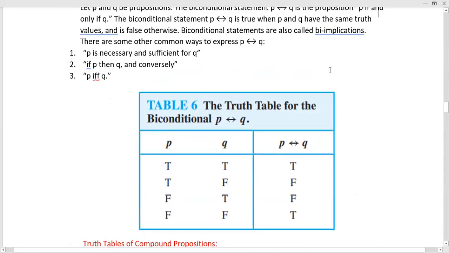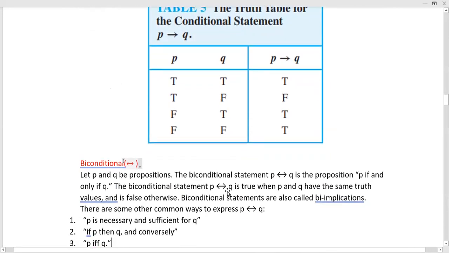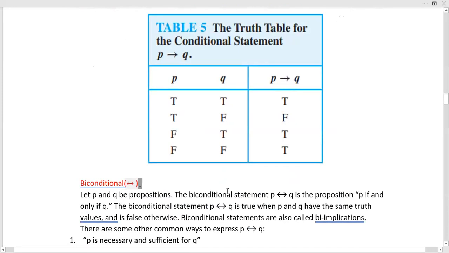Yes. Thank you. The next one is biconditional. What is the biconditional here? See here: if and only if. If and only if means if the left side statement happens, automatically the right side will happen. If the right side happens, then the left side also happens.